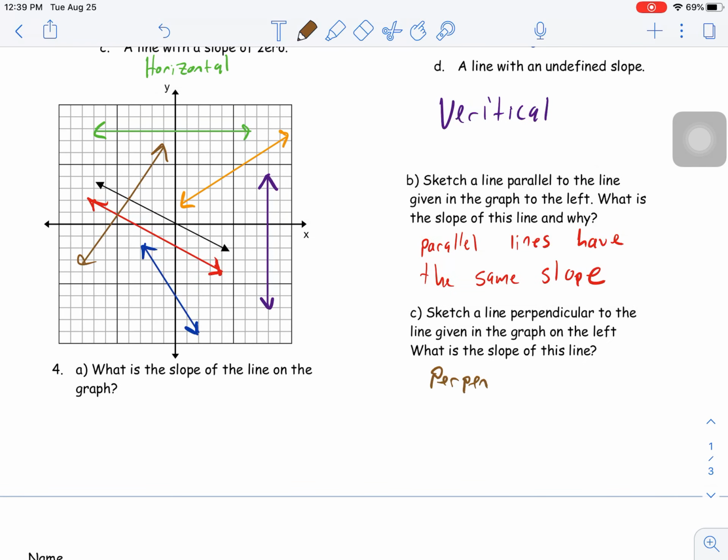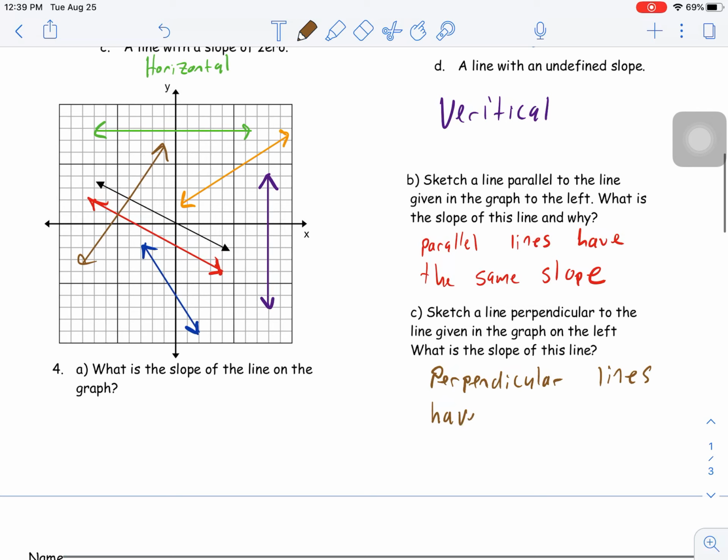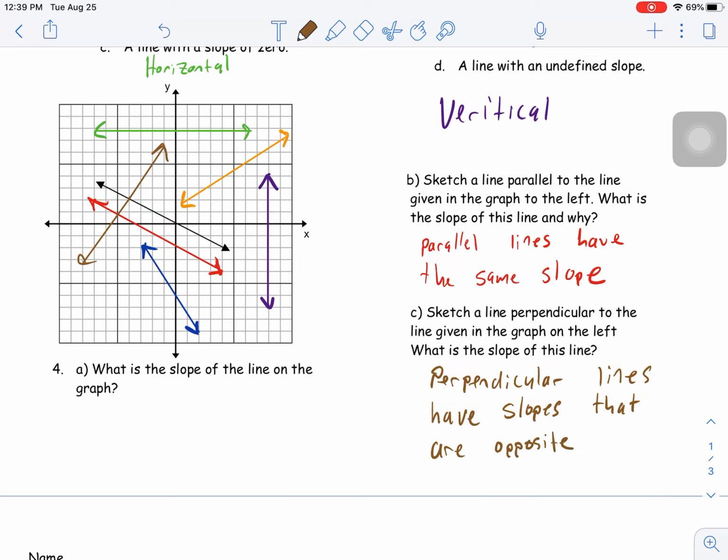So perpendicular lines have slopes that are opposite reciprocals.